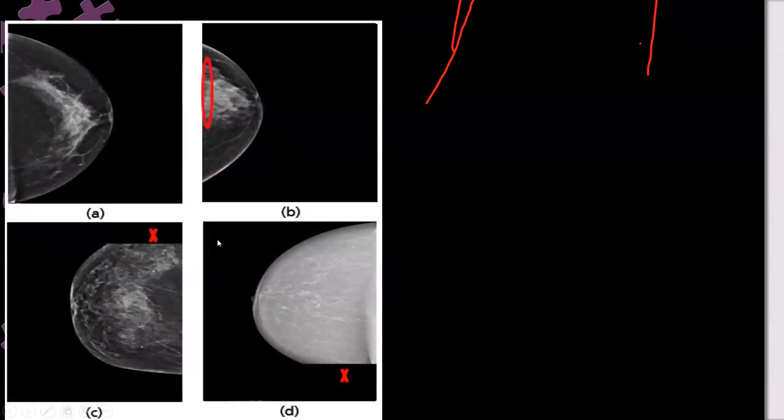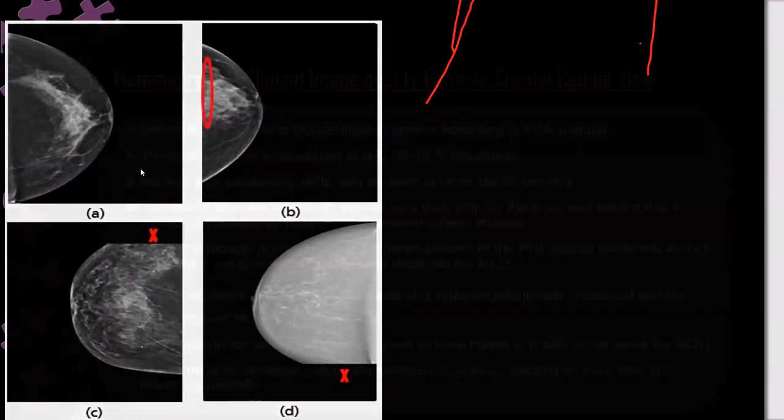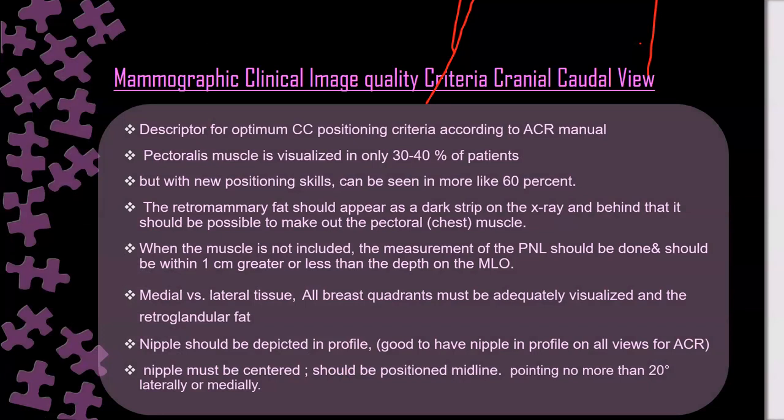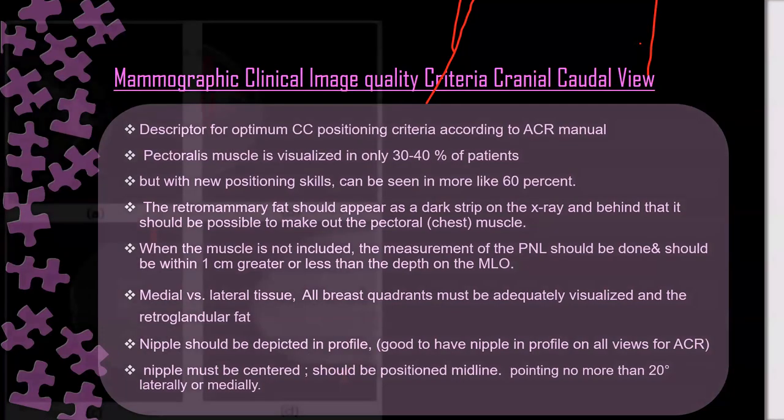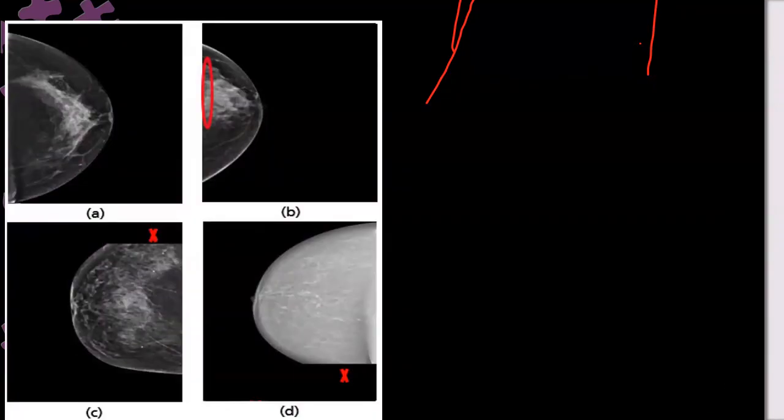Okay, so what about the posterior nipple line? The difference between the two should be 1 centimeter, right? Yes, we'll discuss it. We are going to discuss everything. Okay, which one is optimum here?